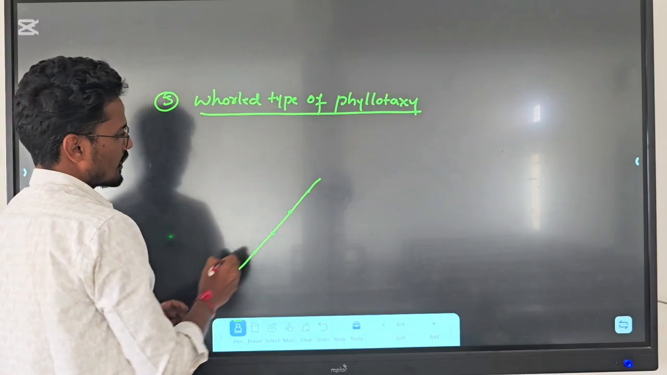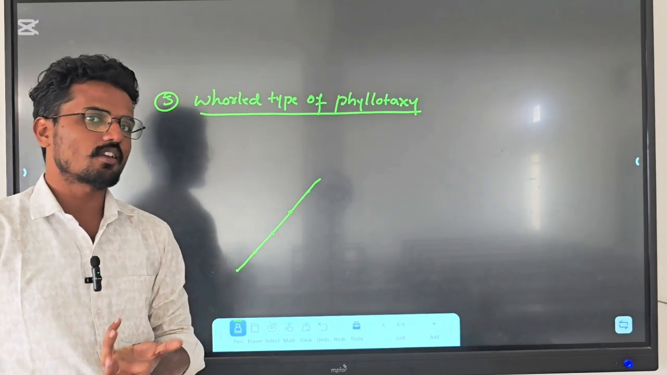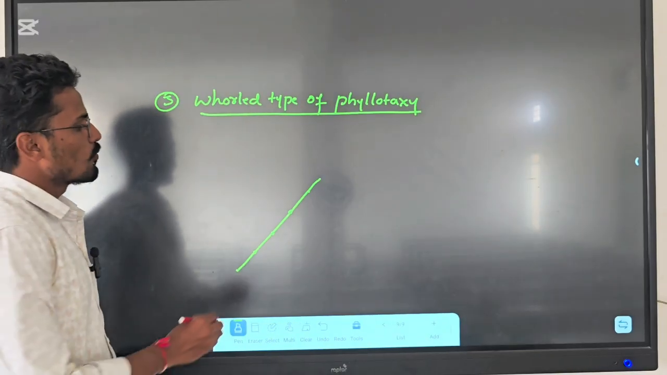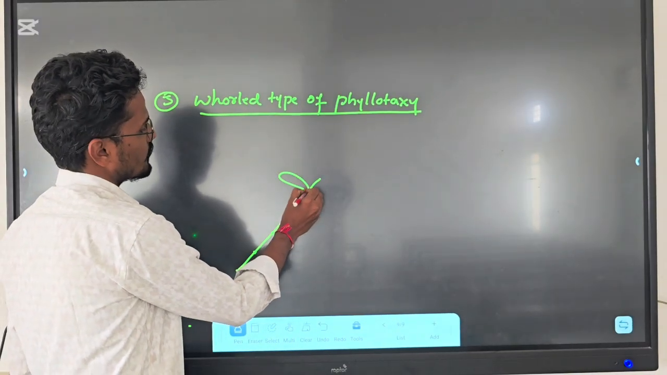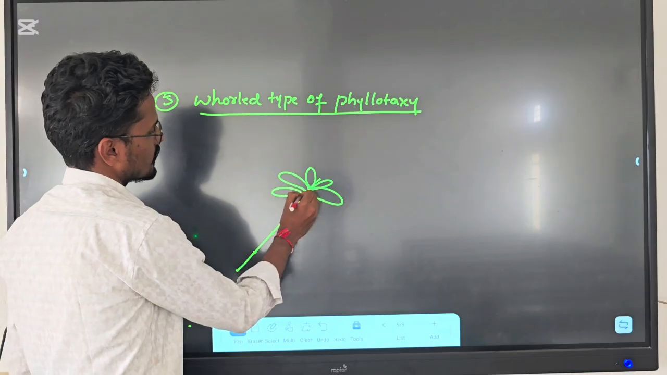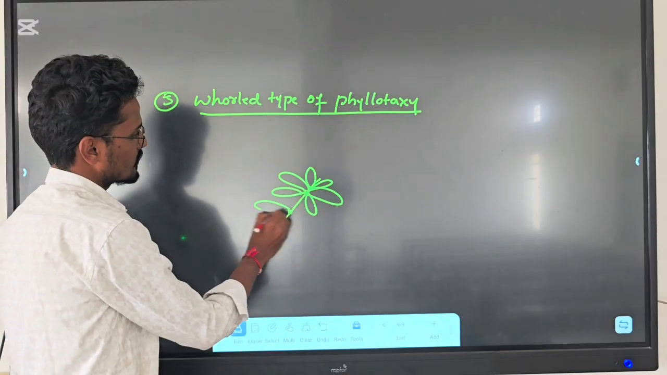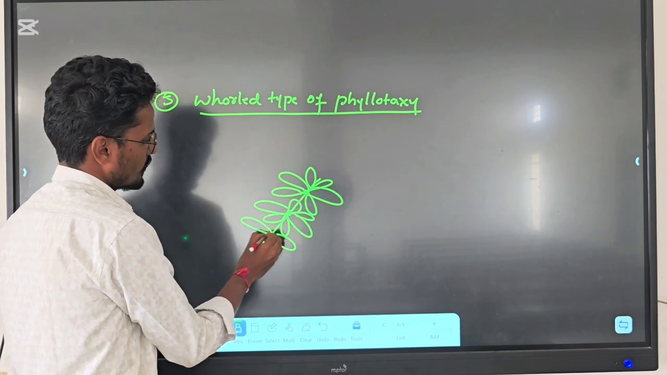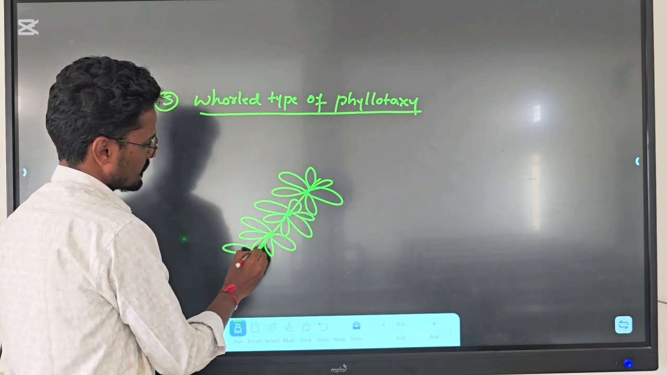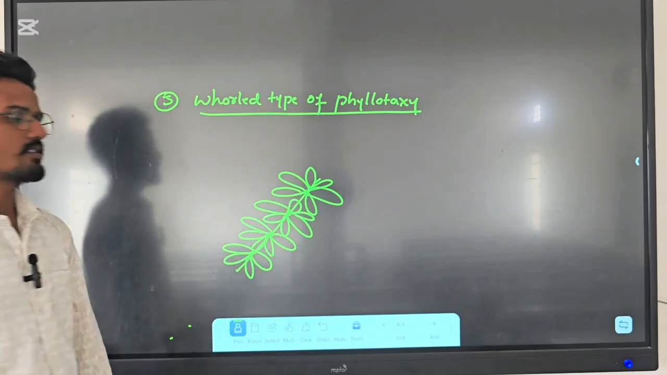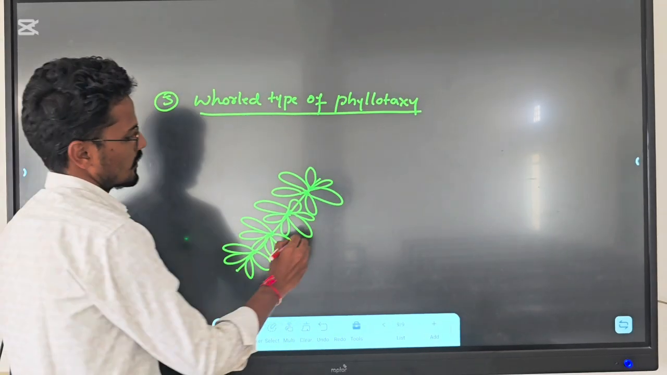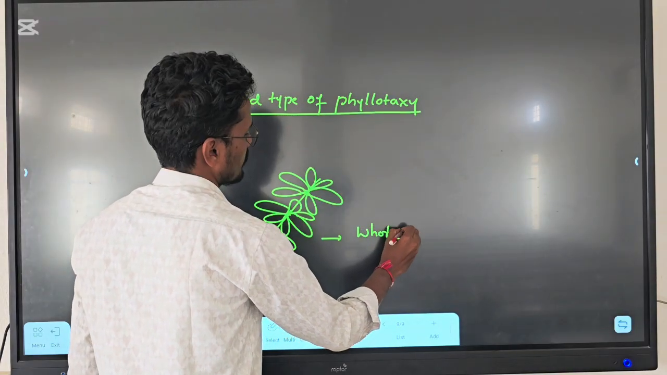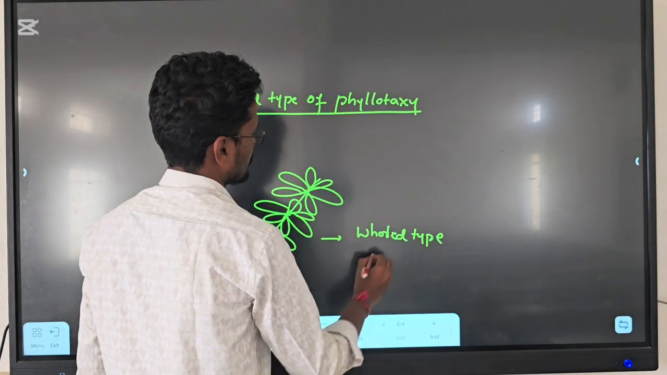So far we have studied that from one nodal region, one leaf or two leaves arise. But this is a somewhat special condition where more than two leaves arise from one nodal region. More than two leaves like this. This is what we call the whorl type of phyllotaxy.